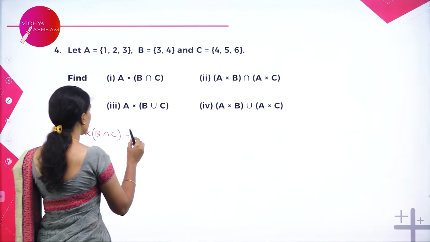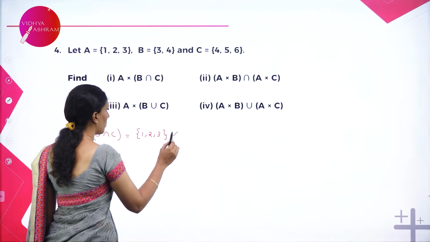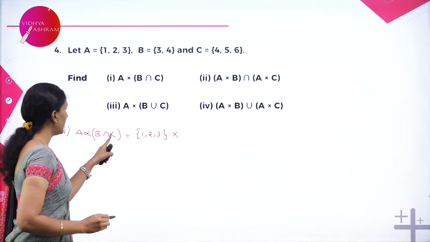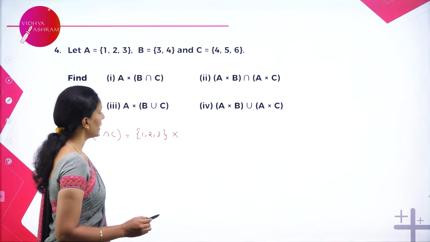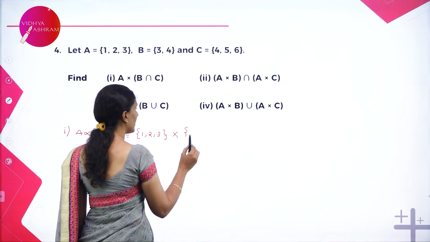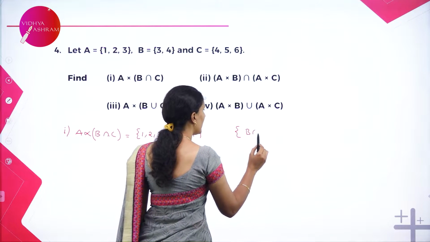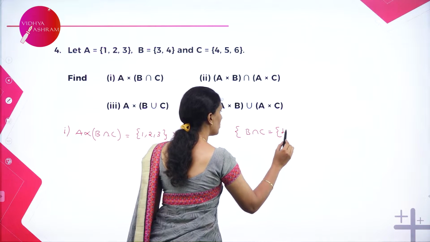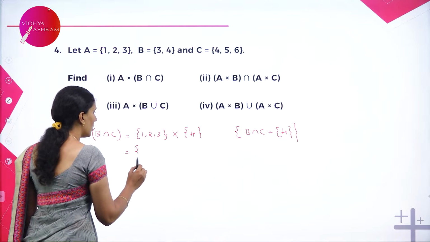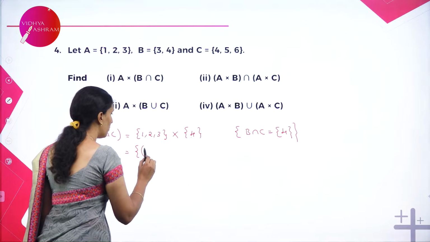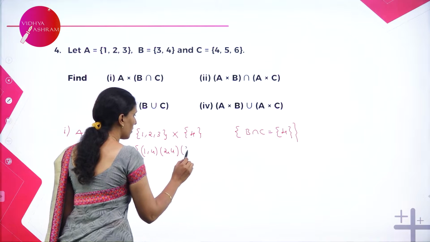Now let us write set A, {1, 2, 3} cross. What is B intersection C? The common element in B as well as C is 4. So B intersection C is {4}. So now pair this. How to pair? (1, 4), (2, 4), (3, 4).